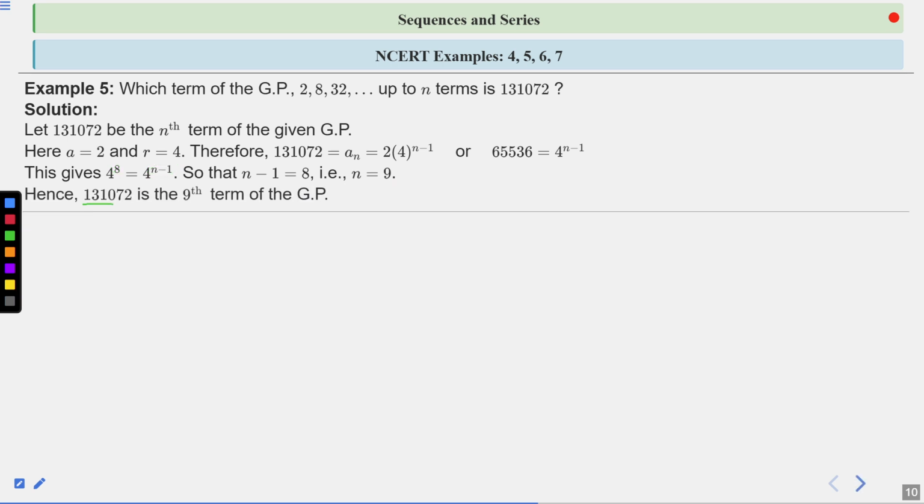Hence, 1,31,072 is the 9th position or 9th term of the given GP. Simple approach. I hope everything is clear. Moving to next.